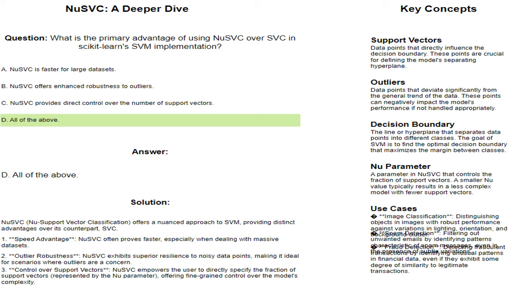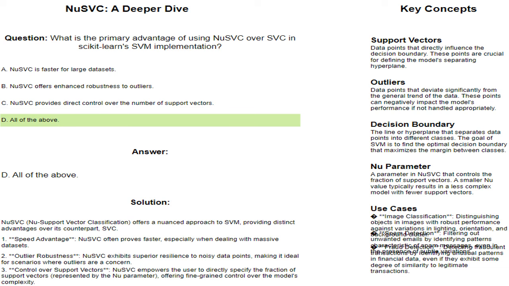Imagine you are training an SVM model to classify customer reviews as positive or negative. By adjusting the new parameter, you can control the number of support vectors, or reviews, that the model considers crucial. A smaller new might lead to a simpler model that focuses on only the most impactful reviews, while a larger new might create a more complex model that takes into account a broader range of reviews. SVM, particularly new SVC, offers a robust framework for tackling various real-world classification problems.